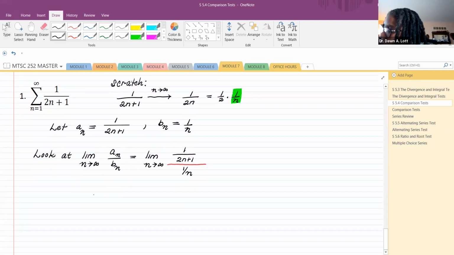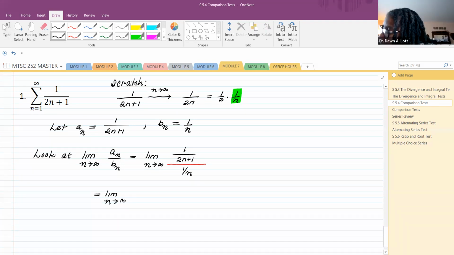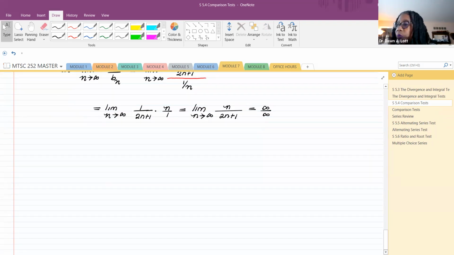So now I get the limit as n approaches infinity of 1 over 2n plus 1 times n over 1. So that's the limit as n approaches infinity of n divided by 2n plus 1. And I see that limit is infinity over infinity. So this thing is just screaming L'Hopital's rule.